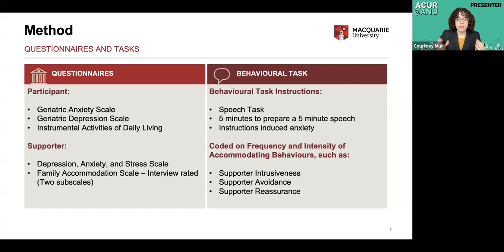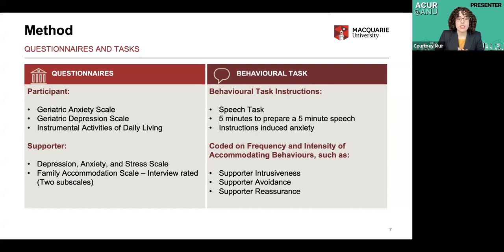And the dyads were asked to do questionnaires. First we looked at the participants, and they were asked about anxiety and depression, and we also used a measure called the instrumental activities of daily living. This was looking at participant functioning. So they were asked questions like, can you do your shopping by yourself or do you need support? So trying to look at that effect of support and disability.